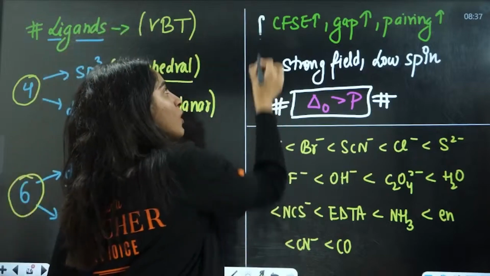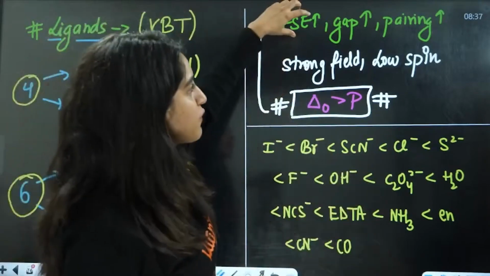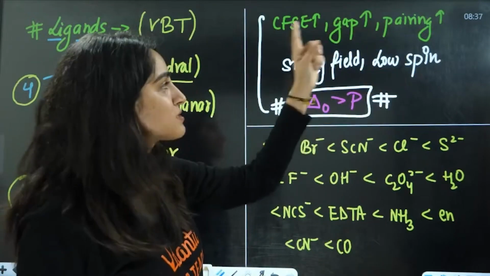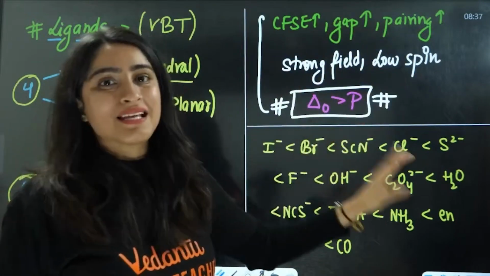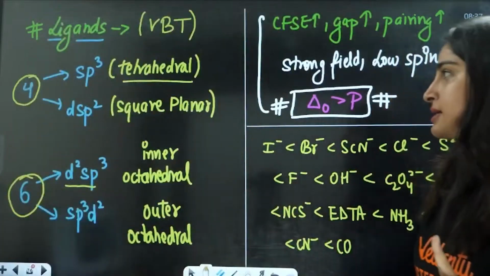Now remember all these things. If the CFSE is low, things will be opposite: the gap is low, pairing is less, that gives high spin complexes with a weak field ligand, and delta O will be less than the pairing energy.